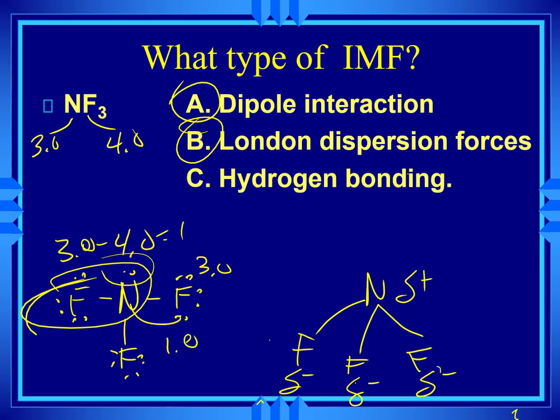Do each bond individually. Now you don't take fluorine and multiply it by 3 because you're not hooking all 3 fluorines in the same spot. Okay? So each bond is separate. Okay. Other questions? Okay.